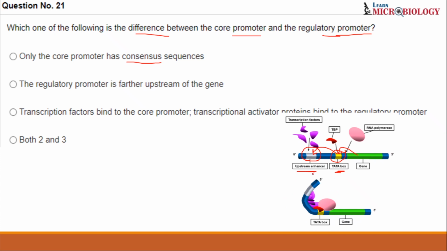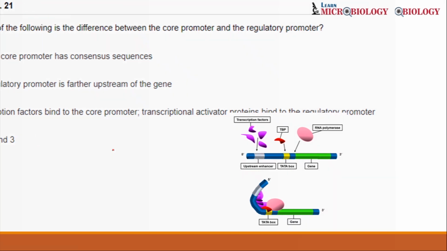So that is what we studied, right? Now this regulatory promoter is farther upstream of the gene, yes, it is upstream, correct. Next option: transcription factors bind to the core promoter, transcription activator molecules bind to the regulatory promoter. Definitely, you all know that transcription factors always bind to the core promoter, while transcription activator molecules bind to the regulatory promoter. So we can say option 2 and 3 both are correct. Let's move to the next question.